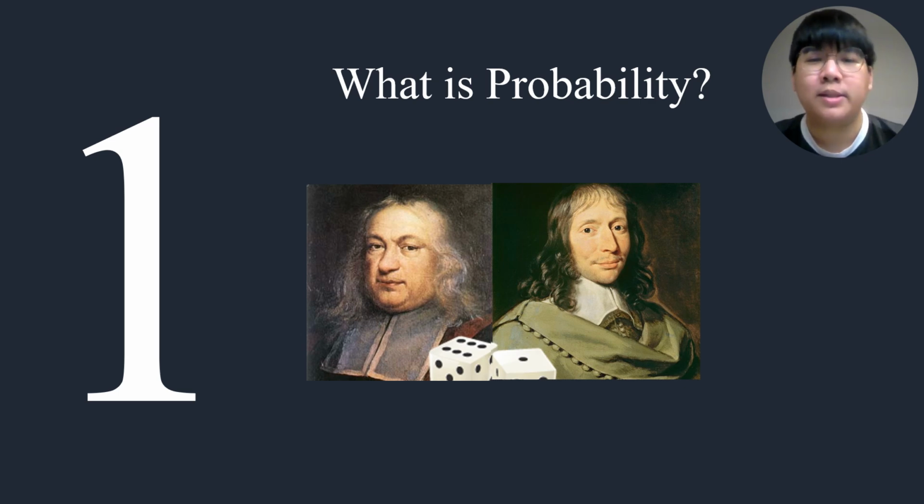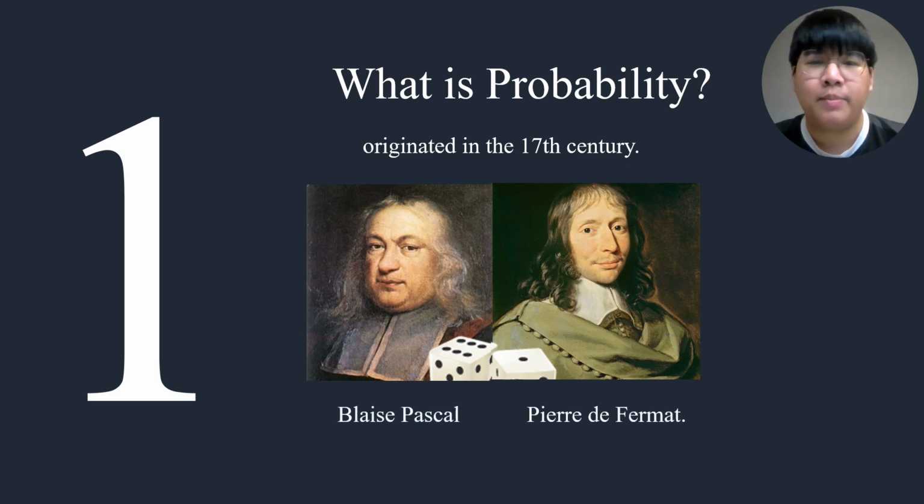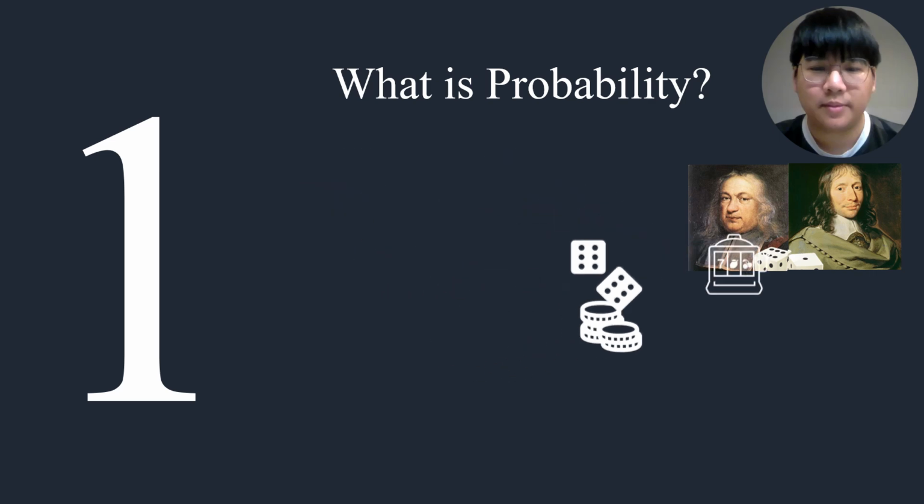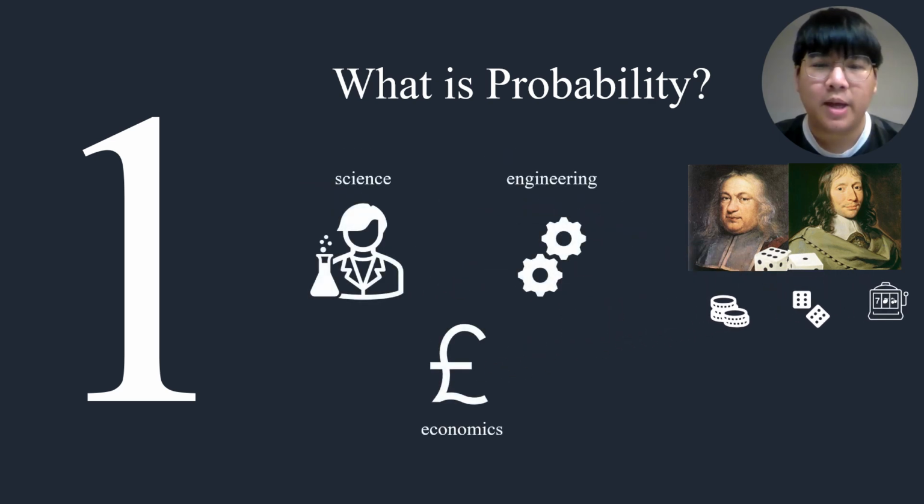Probability theory originated in the 17th century by Blaise Pascal and Pierre de Fermat, initially focused on gambling and games of chance, but now is widely used in science, engineering, and economics.